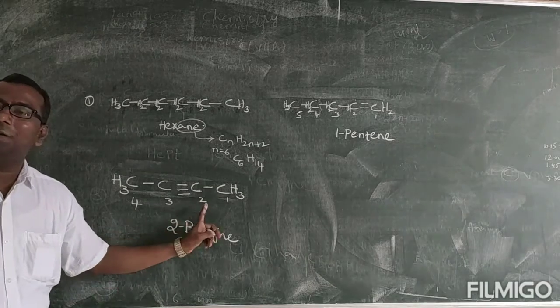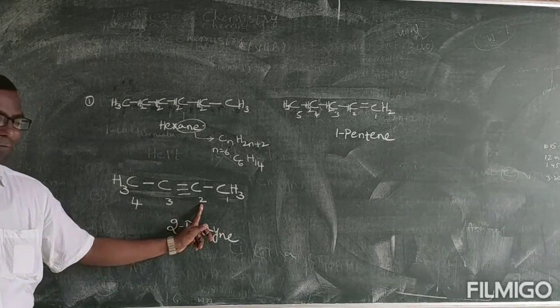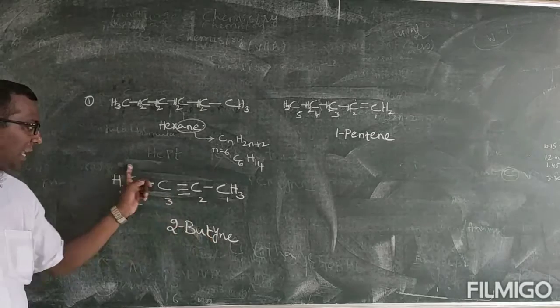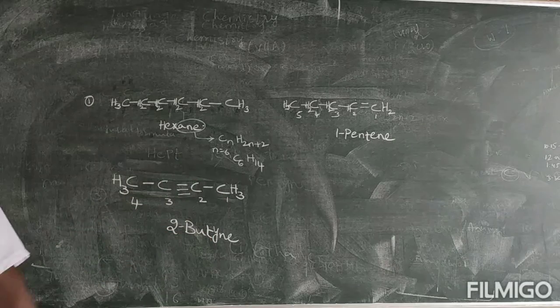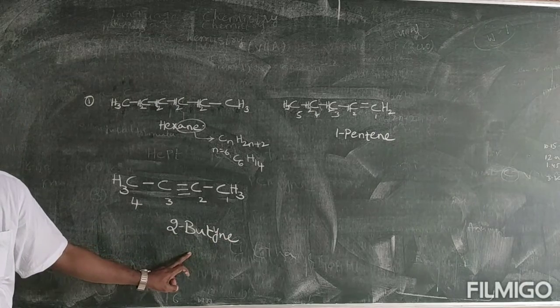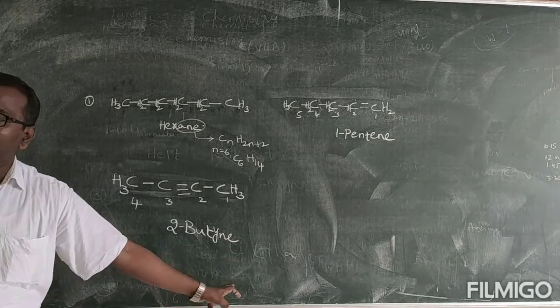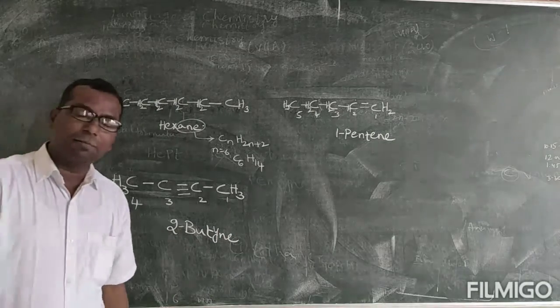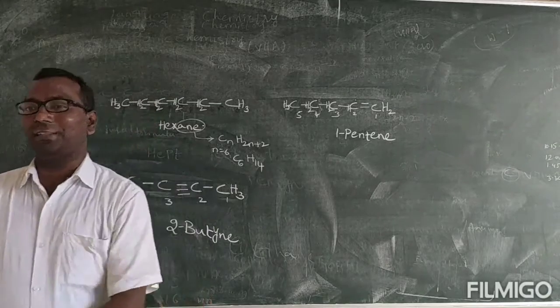Okay, very good. It is 2-butyne. Why is the bond position 2? If you write like this, again the change. So the name of this compound is 2-butyne. And one more doubt may come in your mind: saturation and unsaturation.